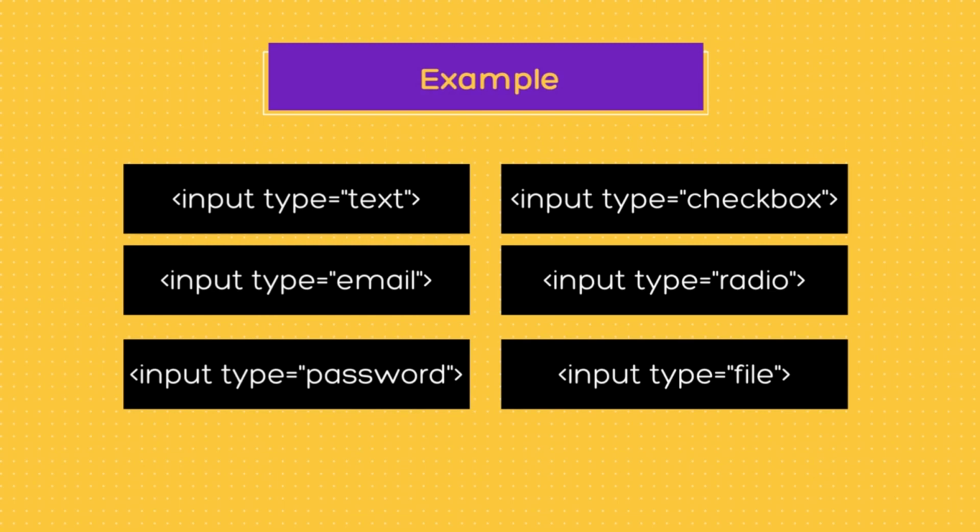Checkbox, used for binary choices such as agreeing to terms and conditions or selecting multiple options. Radio buttons, used for mutually exclusive choices such as selecting a single option from a group. File upload, used for uploading files from the user's device. These are just a few examples of input types available in HTML forms. There are many other input types and attributes that can be used to customize the behavior and appearance of form elements.